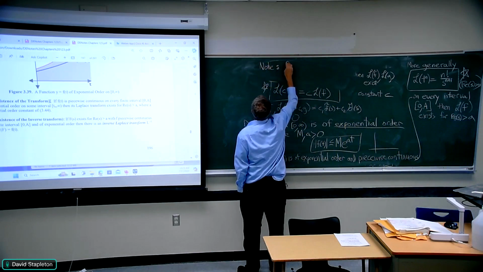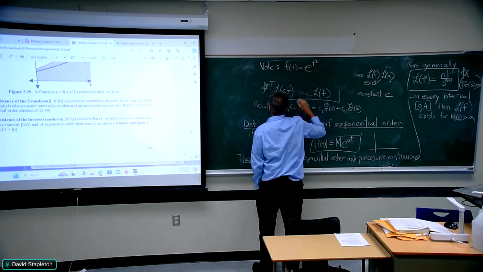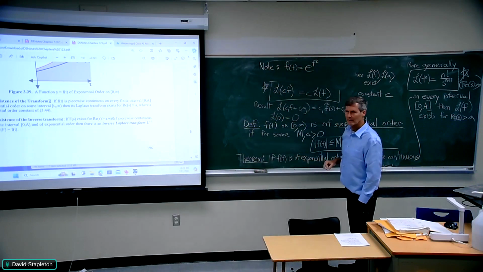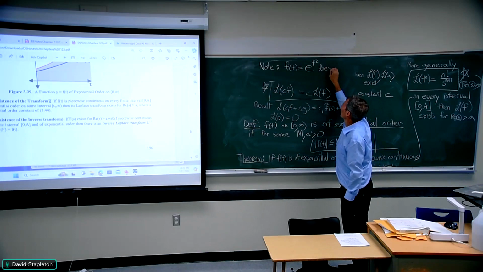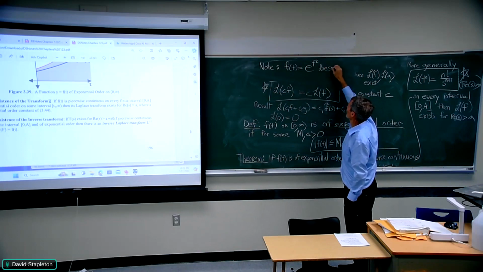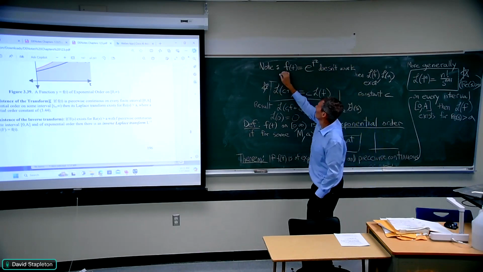For instance, what if I have f of t equals e to the t squared? Does it work for that one? It doesn't. This grows faster than e to the constant times t. E to the t squared is too fast. The Laplace transform of that one won't exist for any region of s greater than a in the complex plane.